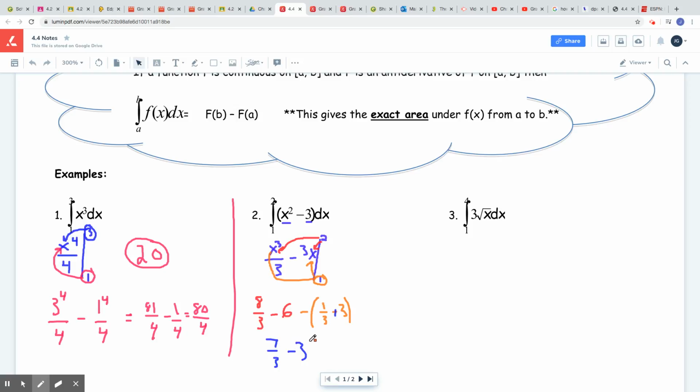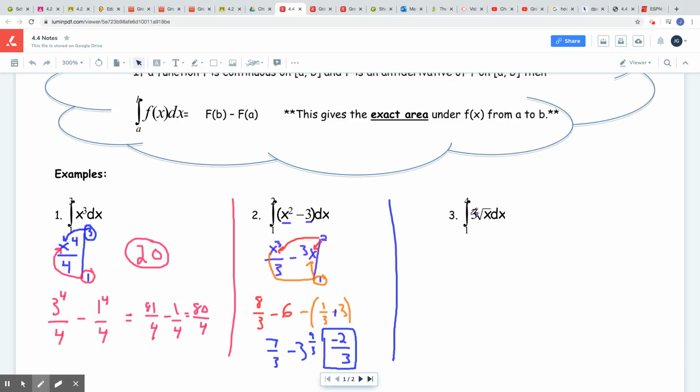7 over 3 minus 3 over 3. Well, 3 is 9 over 3, so 7 minus 9, negative 2. So it's negative 2/3 is my answer. All right. So you're just integrating and then plugging the top number in, plugging the bottom number in, and subtracting those two answers. All right, on to number 3.